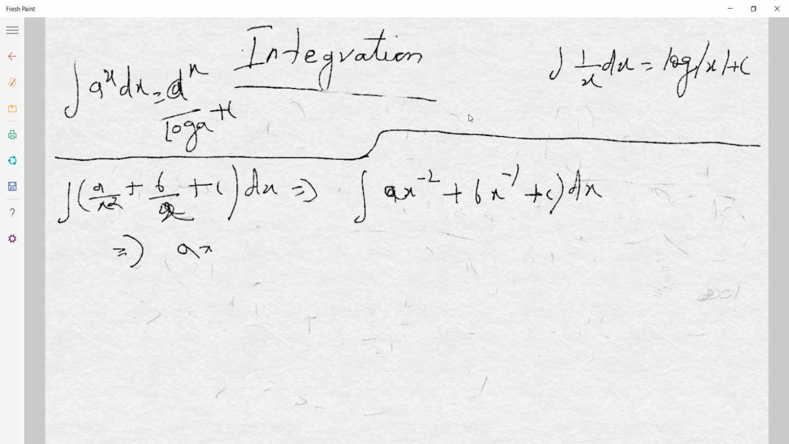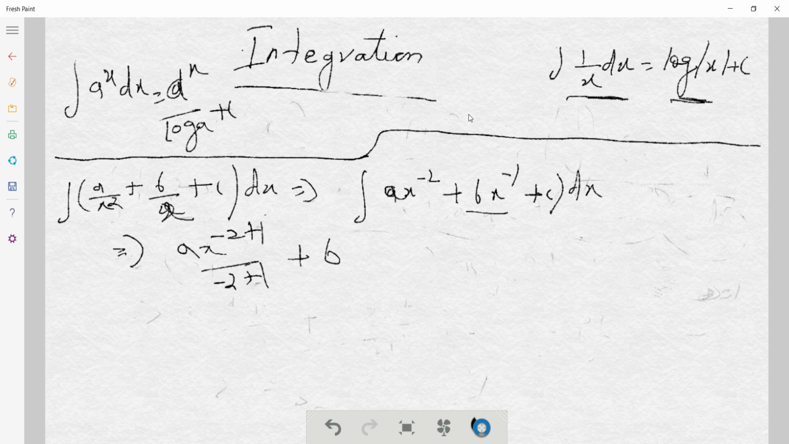And this can be written as, let's do a times x to the power minus 2. Here the same formula applies, x to the power n. n is minus 2, so minus 2 plus 1, and minus 2 plus 1. Now plus, pay attention here. It won't be the x to the power n logic here. We're gonna use another equation here. So you remember this one? The integral of 1 by x dx will be log x. So we're gonna substitute this as log of x.